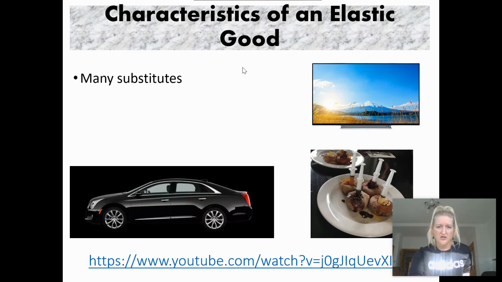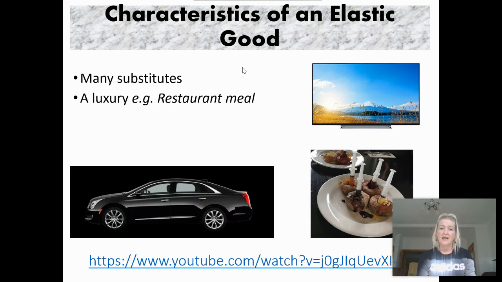Now, elastic goods have a few characteristics that make them elastic. They have lots of substitutes. The reason that consumers are very responsive to the price change is that they can just go buy other substitutes that are more affordable. So they change to something else.